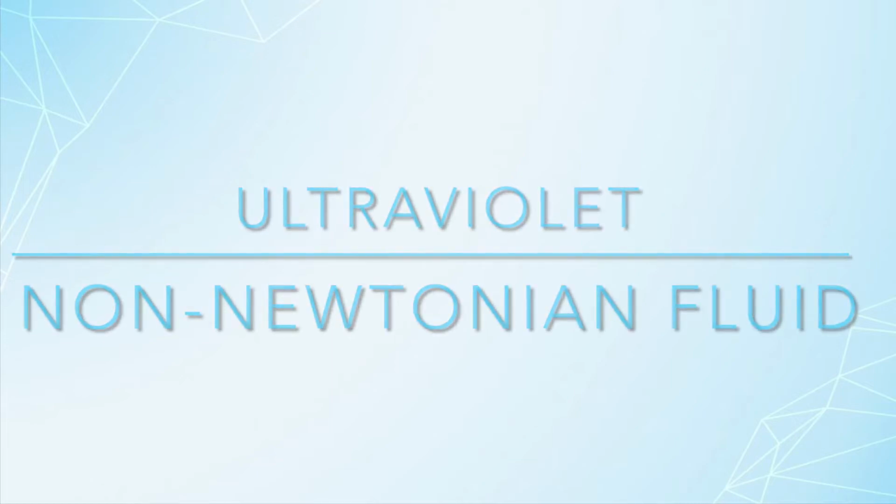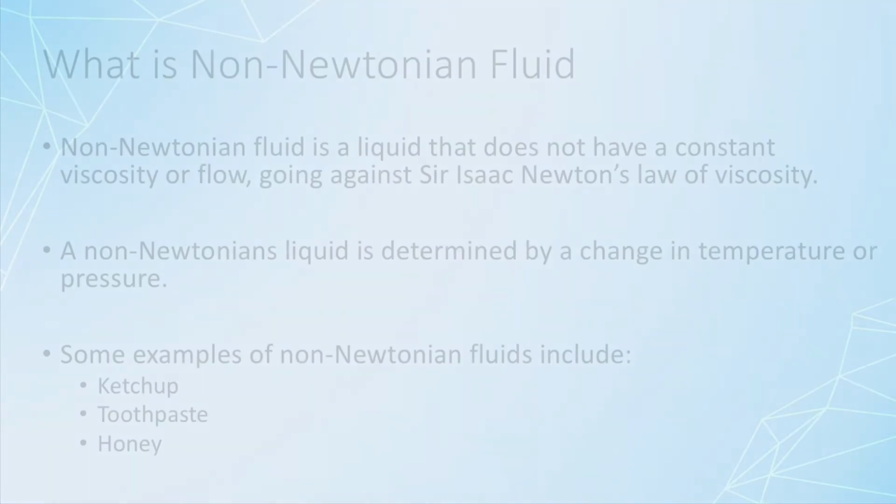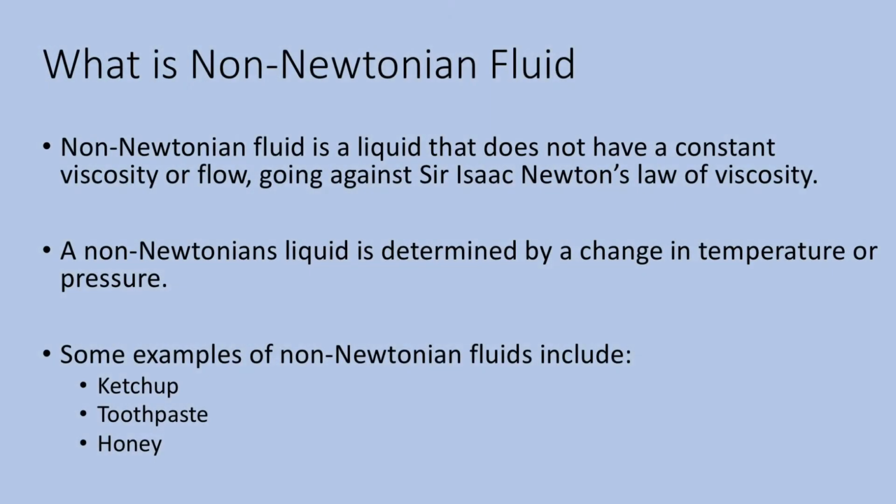Ultraviolet Non-Newtonian Fluid, or UBLEC, by Hannah Weber. Non-Newtonian fluid is a liquid that doesn't have a constant viscosity or flow. The liquid behavior is determined by temperature and pressure. Some examples of non-Newtonian fluids include ketchup, toothpaste, honey, putty, and UBLEC.